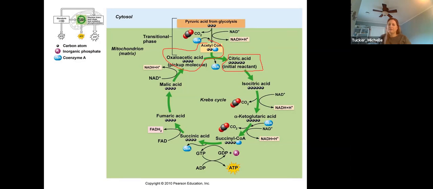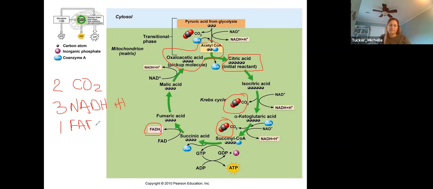Citric acid is considered the starting point. Then we go through a series of reactions and we'll generate CO2, we'll generate NADH plus H, we will also generate an FADH2, and we'll generate 1 ATP.